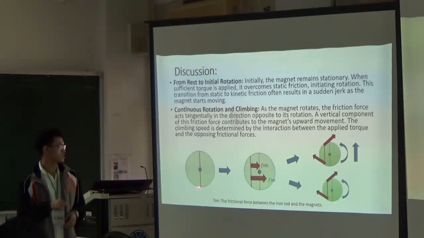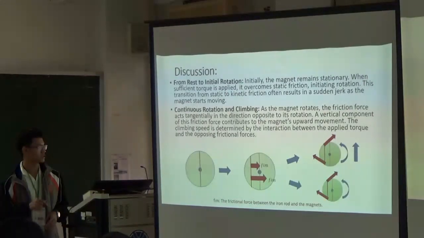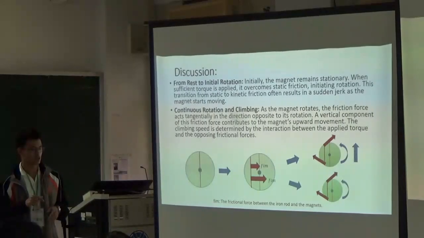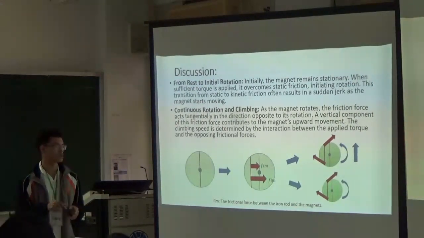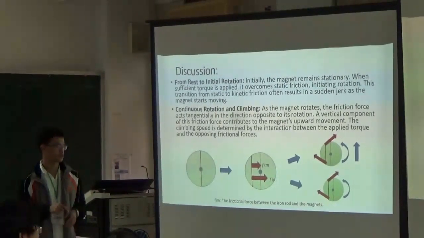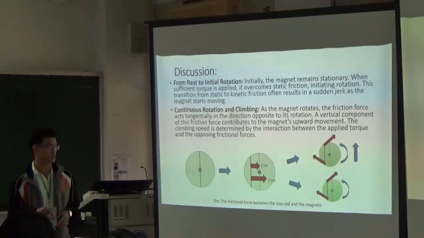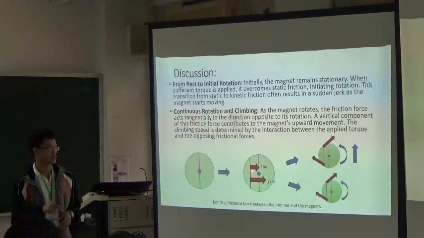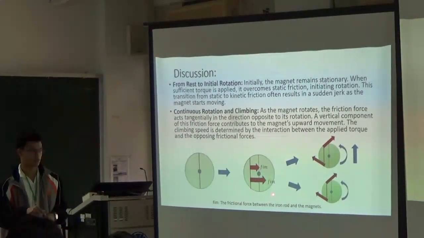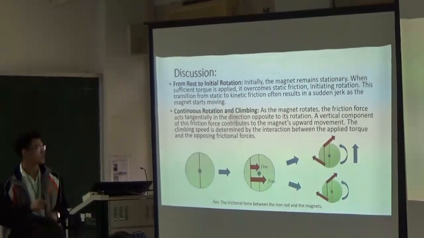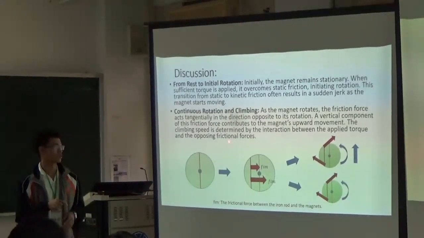You can see the initial stage: when the iron rod is rotated, the iron rod gives the magnet a friction force F_IN, meaning the friction force between the iron rod and the magnet. The friction force on the bottom will be bigger than the friction force F_IN on the top. And it will cause two situations, which we are going to explain.